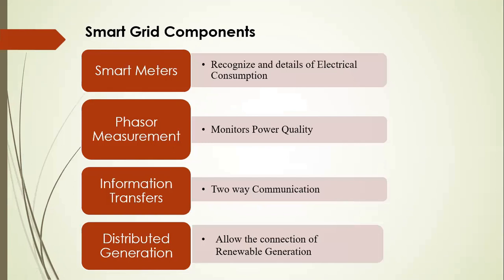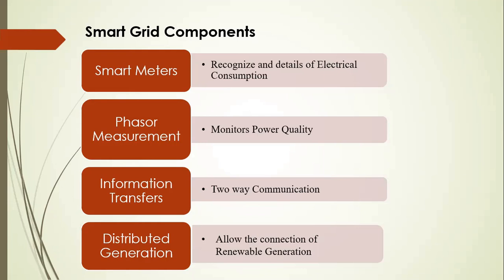These are the main components of a smart grid system. First one is the smart meter. Then we have phasor measurement, information transfer, and distributed generation. Smart meter is basically used for detailed information about electrical consumption. There are relays that send information to the central monitoring system. Smart meters also replace the traditional meters, send the notification of a power outage, and help in power quality monitoring and management. It also helps with information sharing.